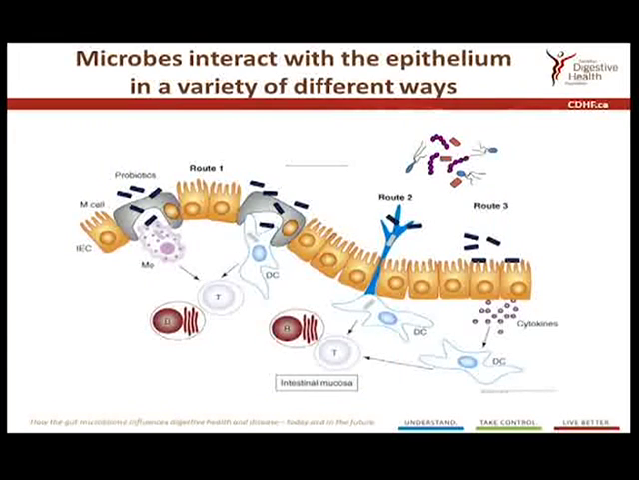Okay, so what about the immune system? We heard that microbes interact with the epithelium in a variety of different ways. These M cells that I talked about really monitor and see what's going on. These dendritic cells, you heard, stick out their dendrites, pick up and bring back in, as well as interact directly with epithelial cells.